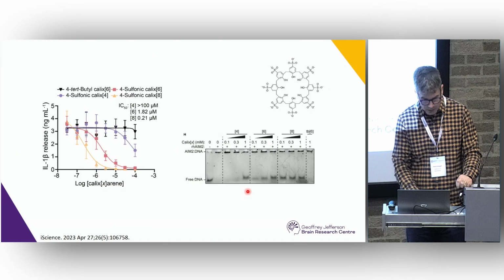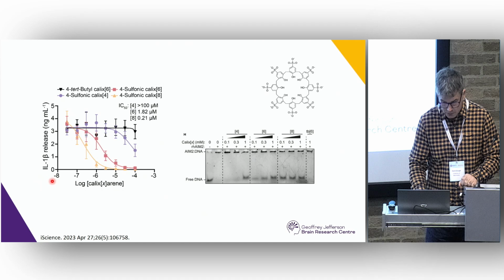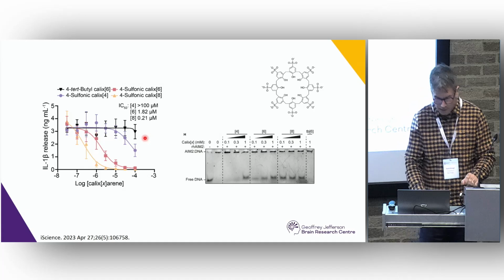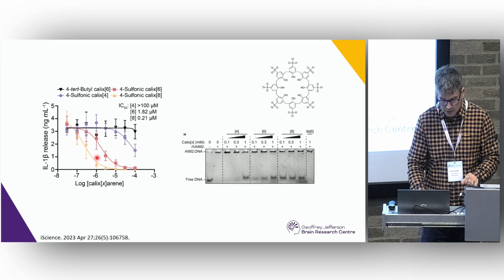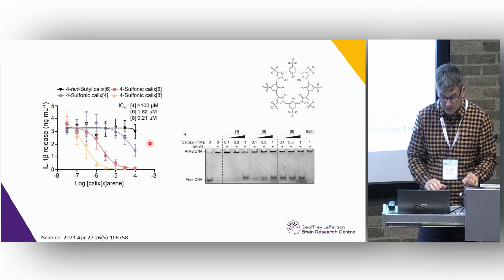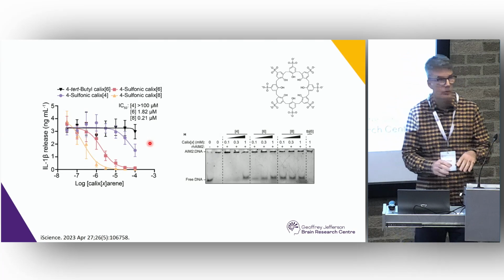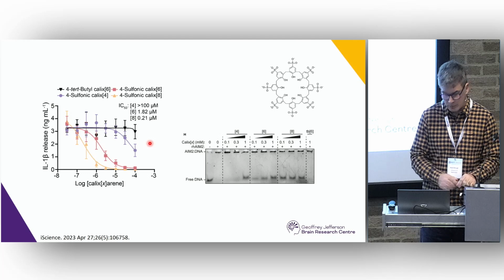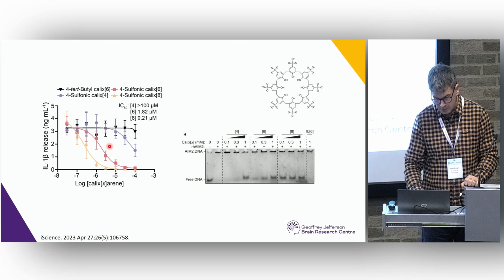And when we did the experiment, this is AIM2 activation with the readout interleukin-1 beta release. You can see that the uncharged molecule had no effect whatsoever. And as we increased the charge, we increased the potency of the molecule. And in this cellular assay, we've got an IC50 of 210 nanomolar for an AIM2 inflammasome inhibitor, which is about the best out there currently.